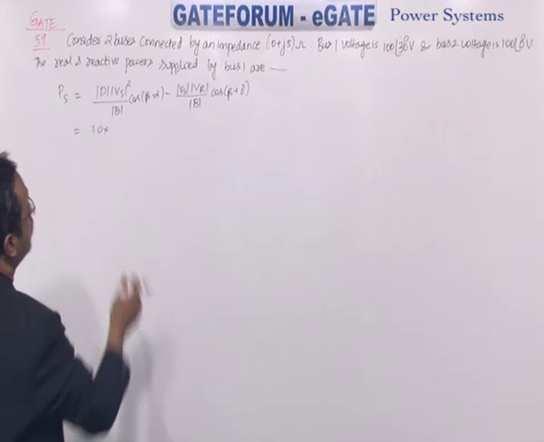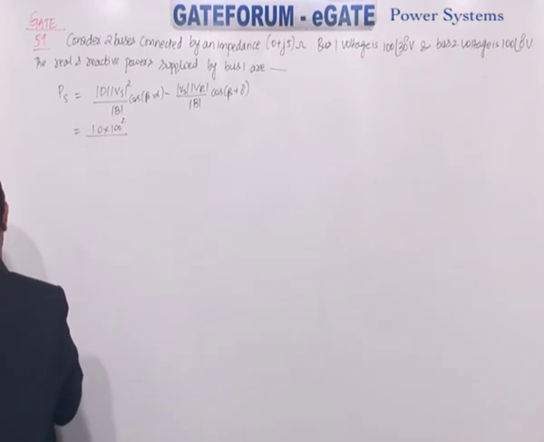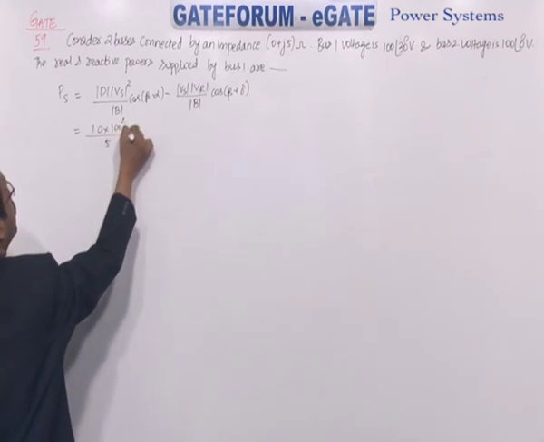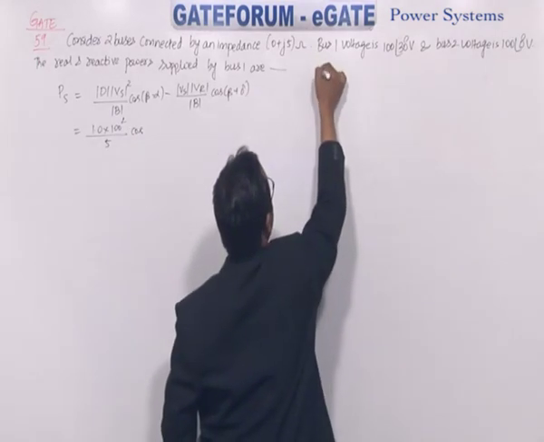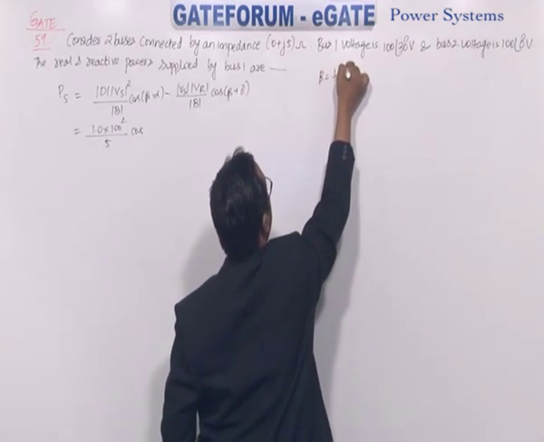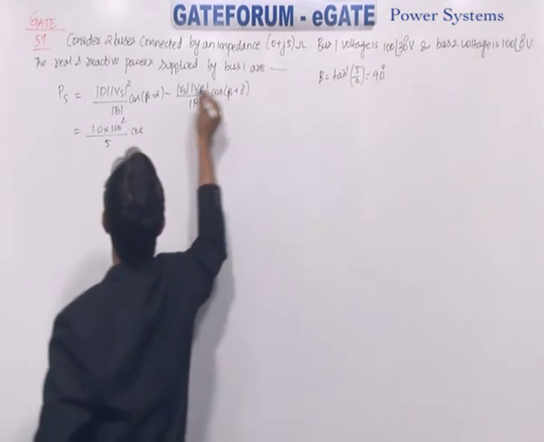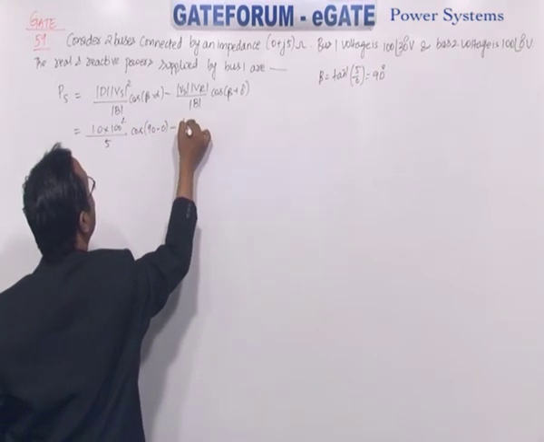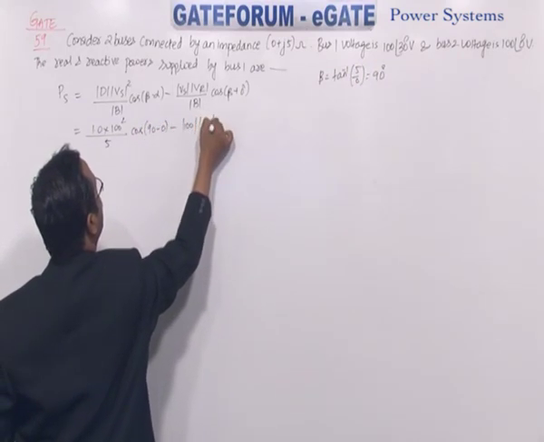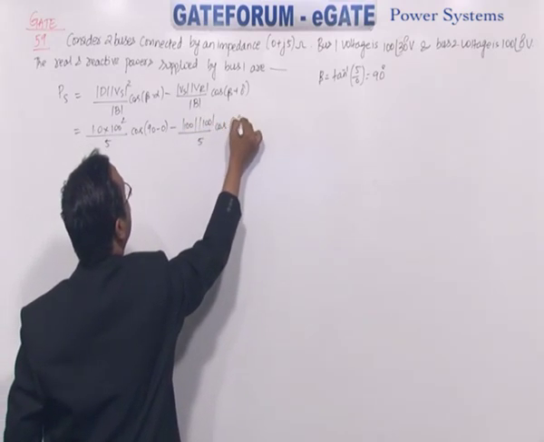How much are the voltages? 100. Reactance, how much? The magnitude is 5, so J5. And what about beta? If it is 0 plus J5, beta is tan inverse of 5 by 0, which is 90 degrees. Alpha is 0. Next we have 100, 100, B is 5, beta is 90.